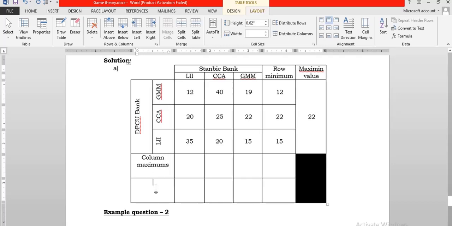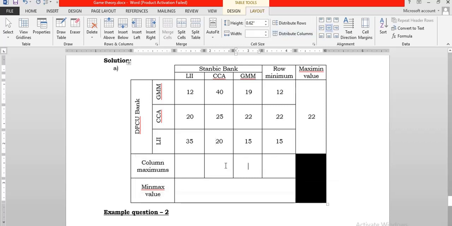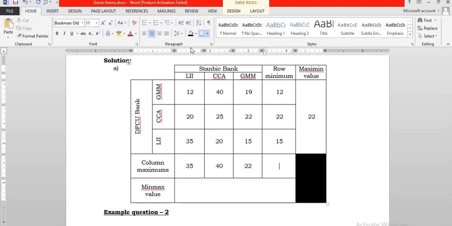Then we shall put here the minimax value. You know that it is the minimum value of the maximum totals. So we shall set what's the maximum value in the first column: 35, 20, 12, it is 35 here. This is 40, 25, 20, the maximum value is 40. Here, 19, 22, 15, the maximum value here is 22. This is supposed to be black, also supposed to be considered there.